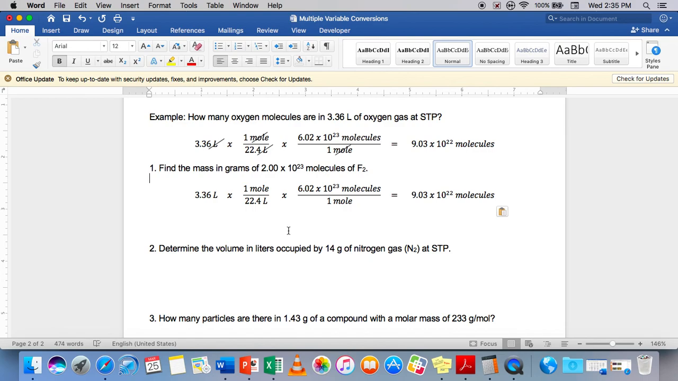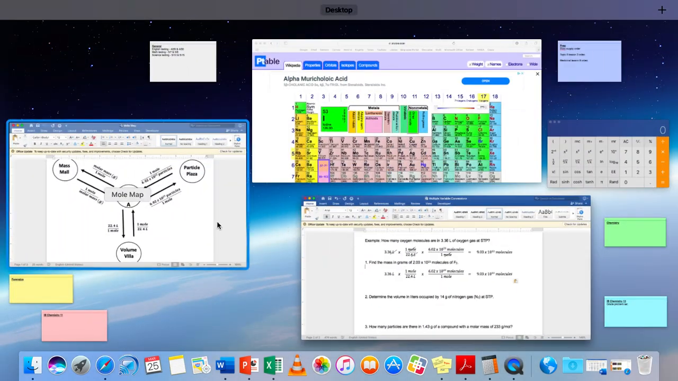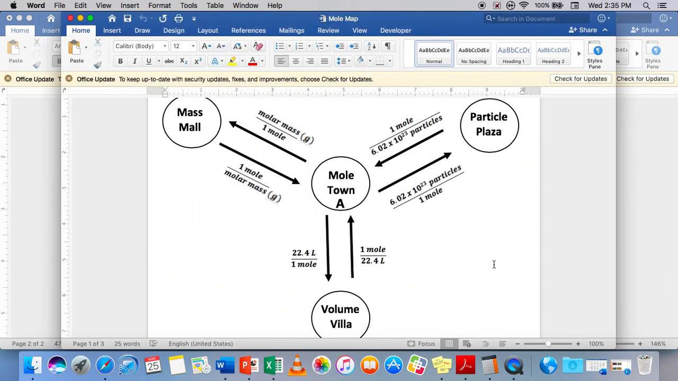Okay, so I'm given molecules and I want to find mass. So if I'm looking at my mole map, I want to go from particles to mass. But can I go here? I cannot. There's no direct path from particles to mass. So what do I have to do? I have to first convert to moles, and then I can go from moles to mass. Okay, so these are my 2 conversion factors, right? If I follow my arrow right along the top, those are the 2 conversion factors I have to use.